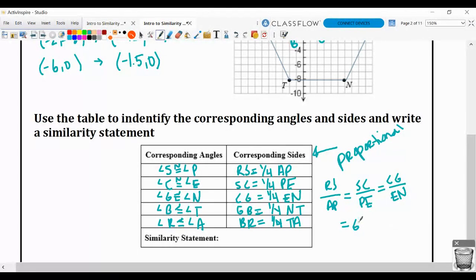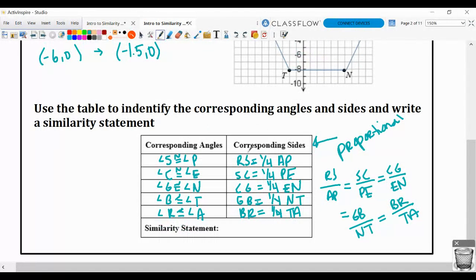So then I had GB over NT equals BR over TA, right? And with all of these things being true, my two figures are similar. And the symbol for that, and remember the order you write this in, we control the first one, but the order matters, is similar, that's the symbol, to SCG. Ooh, no, that is not a C. BR. Okay? So the sides are not similar.